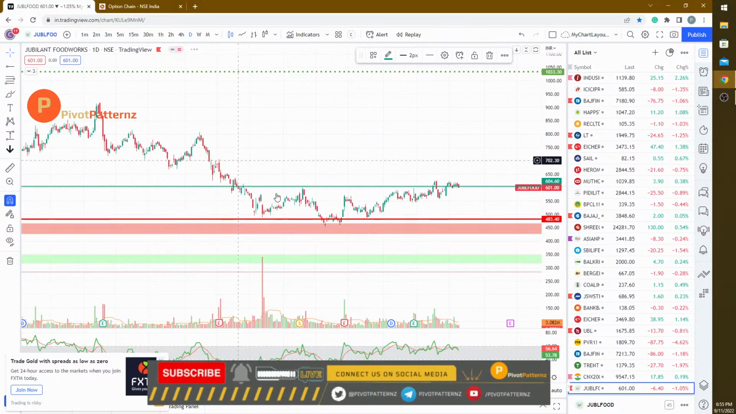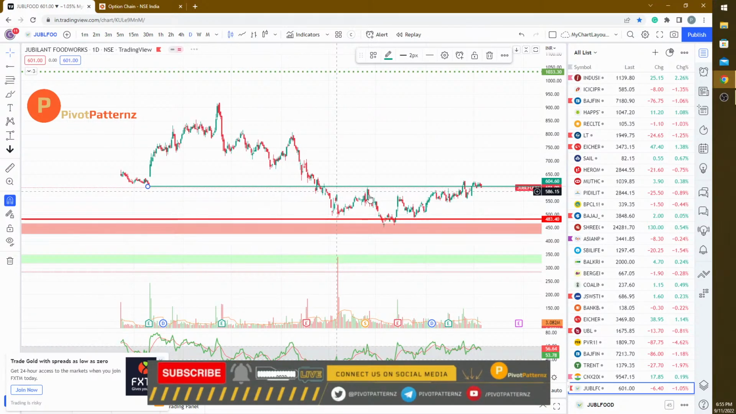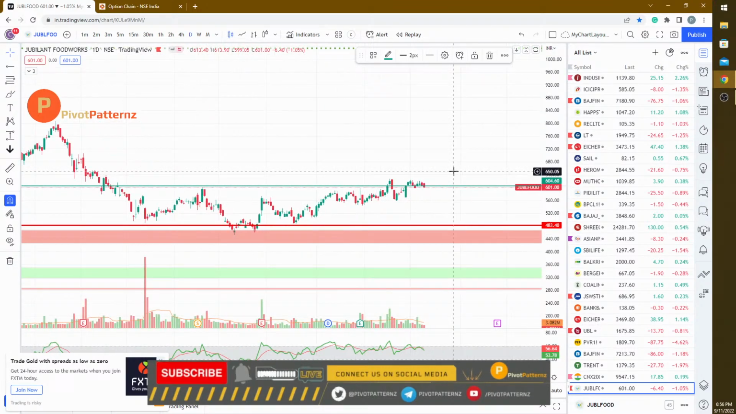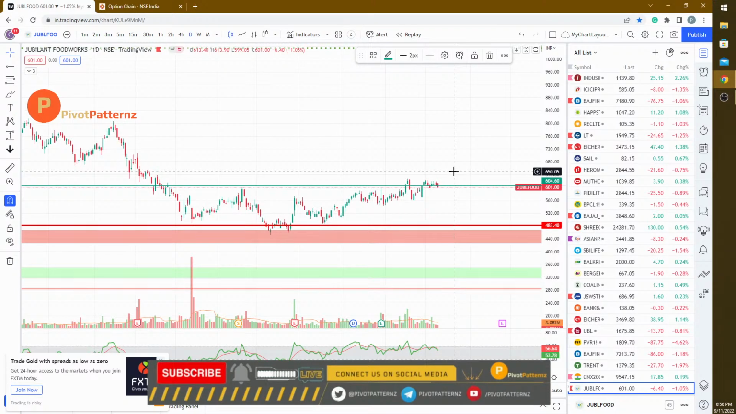I can tell you, you can clearly see that, right? You can clearly see there is a swing, and it is a consolidation right now. So don't hold any options in this kind of stocks. They are not as liquid.